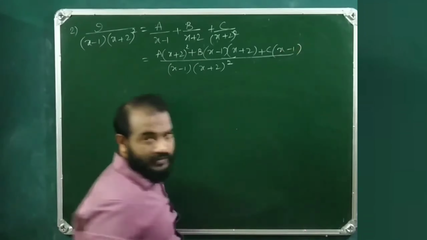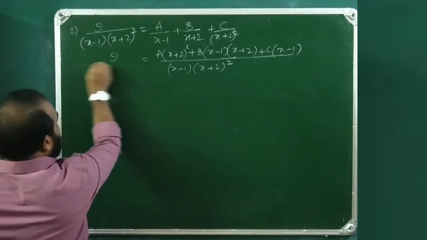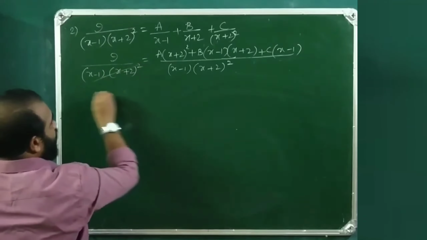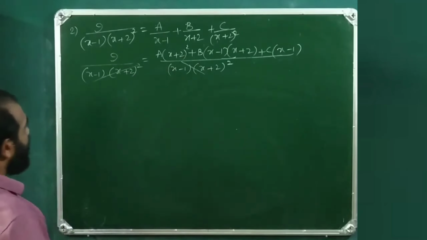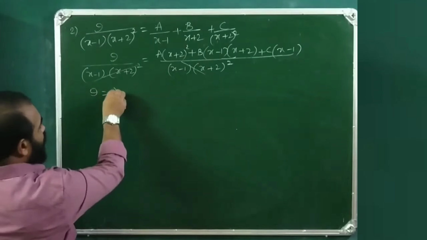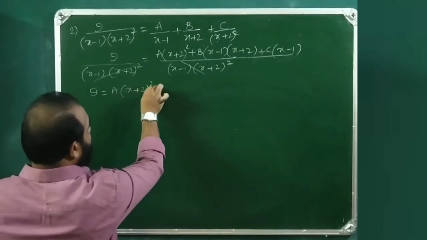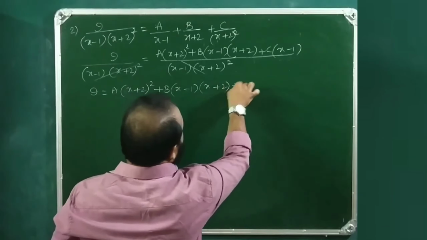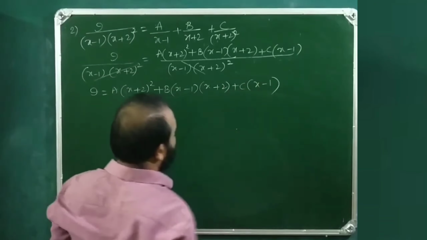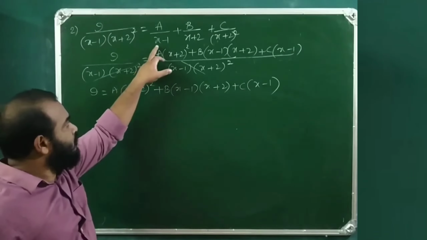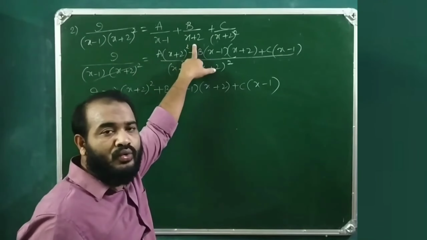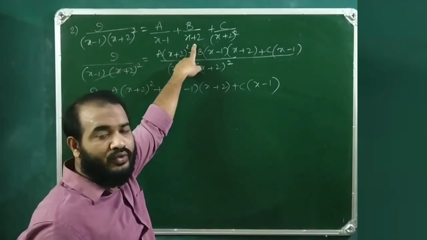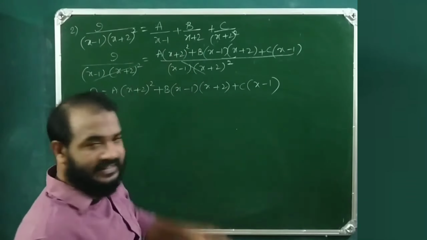is equal to 9 by (x minus 1) into (x plus 2) whole square. Cancelled. So 9 is equal to a into (x plus 2) whole square plus b into (x minus 1) into (x plus 2) plus c into (x minus 1). So x minus 1 and x plus 2 are the two factors. x equals 1 and x equals minus 2 are what we are going to put for x here.